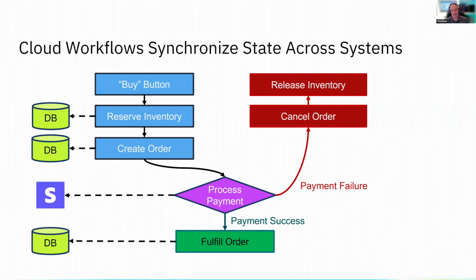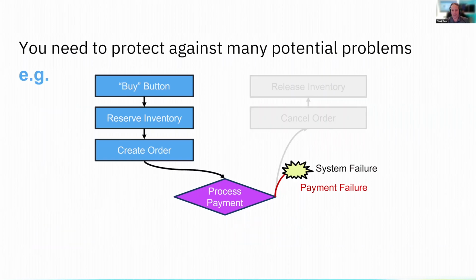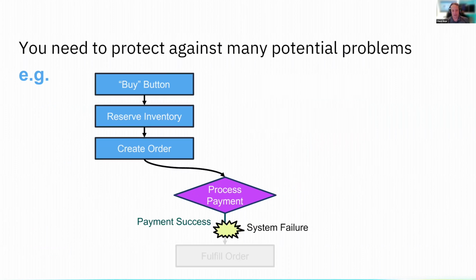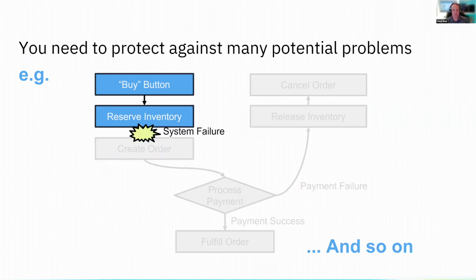But how do you simulate in your tests what happens if the machine that's running your code stops? If the payment fails, we're supposed to release inventory. But what if the system stops doing that? And there's a lot of different scenarios. Maybe the payment's exceeded and you forget to fulfill the order. Could just reserve inventory and stop. You don't want that inventory tied up forever. Testing all of those things in the event of a system failure is much more difficult than just making sure your code works in the first place.